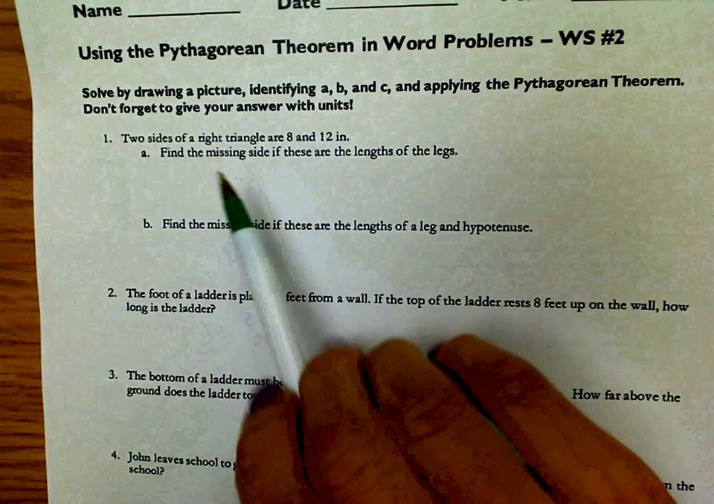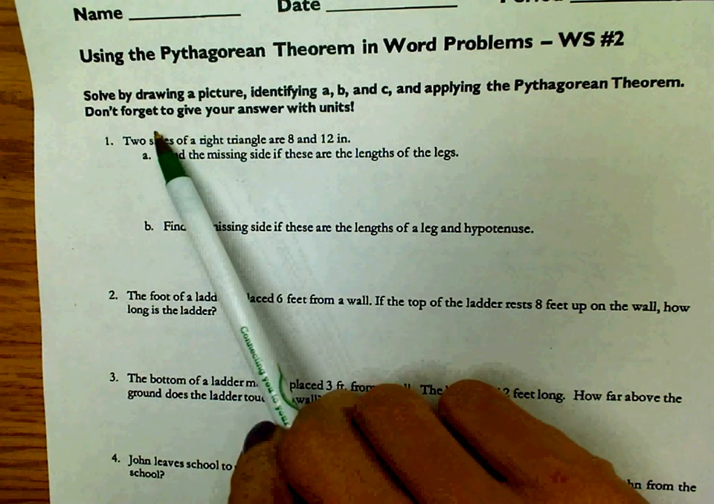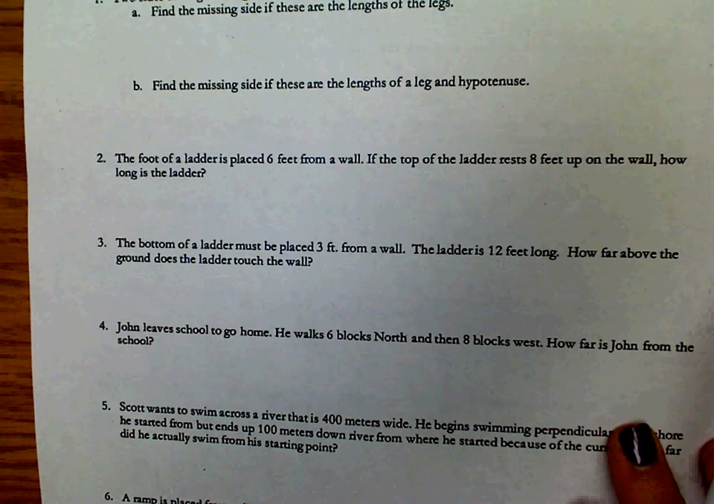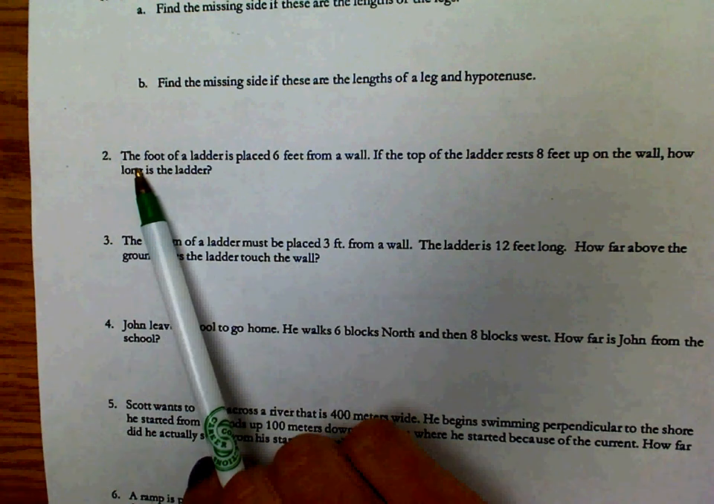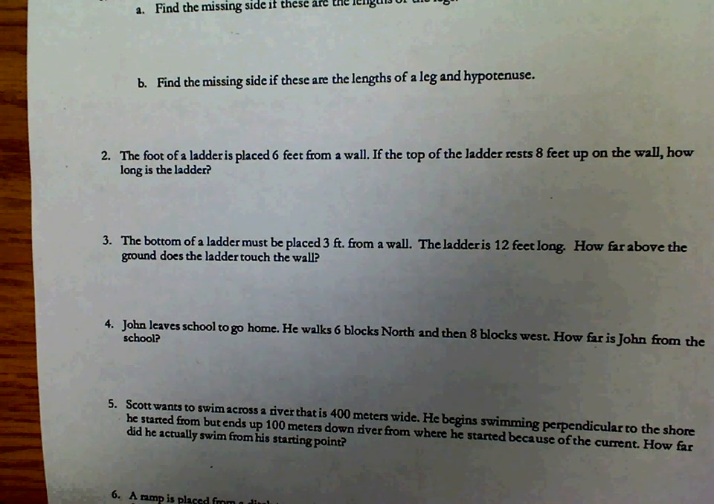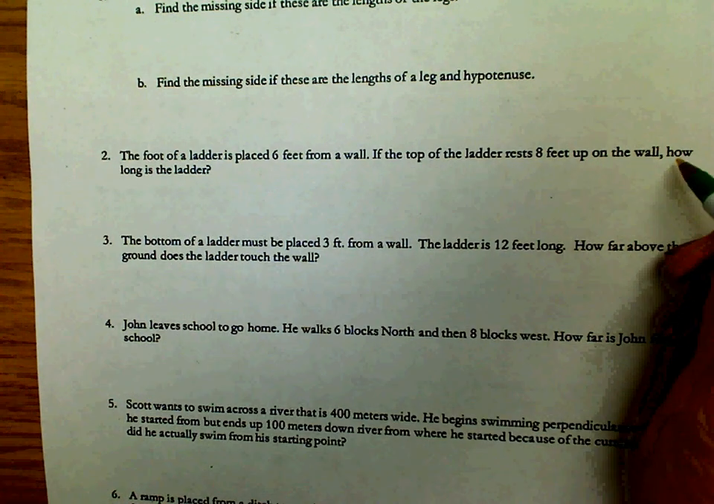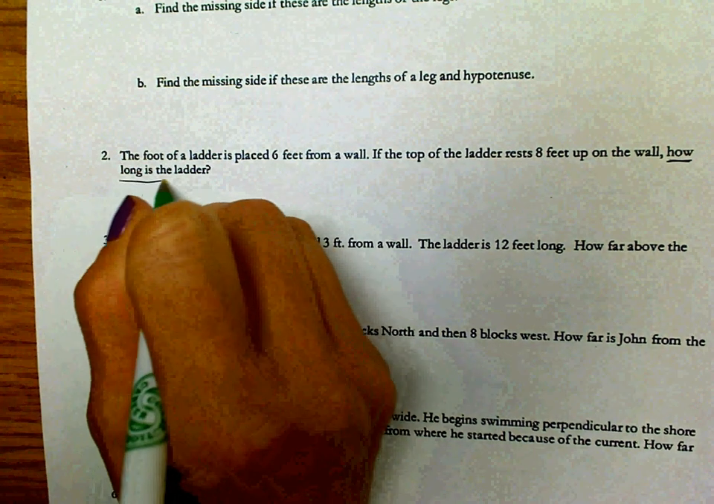Okay guys, so we're going to do numbers 2, 3, and 4 for homework tonight for this worksheet using the Pythagorean theorem in word problems. So let's try going to number 2. Alright, so we drew the pictures in class, but you are responsible for doing the actual work of it, okay, to find the answer. So this one asks, how long is the ladder?